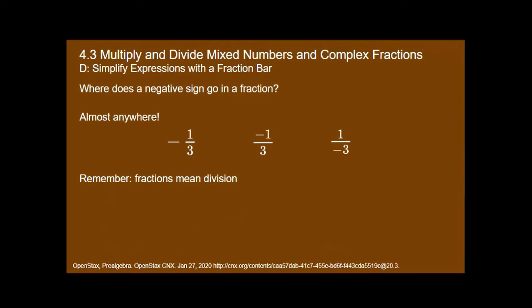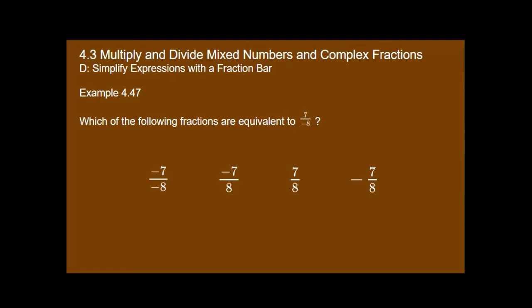So let's look at what this is going to look like as an exercise. It says, which of the following fractions are equivalent to 7 over negative 8, which is equivalent to 7 divided by negative 8? If we have a positive numerator and a negative denominator, we said that that is going to be a negative fraction. So let's look at each of these individually.